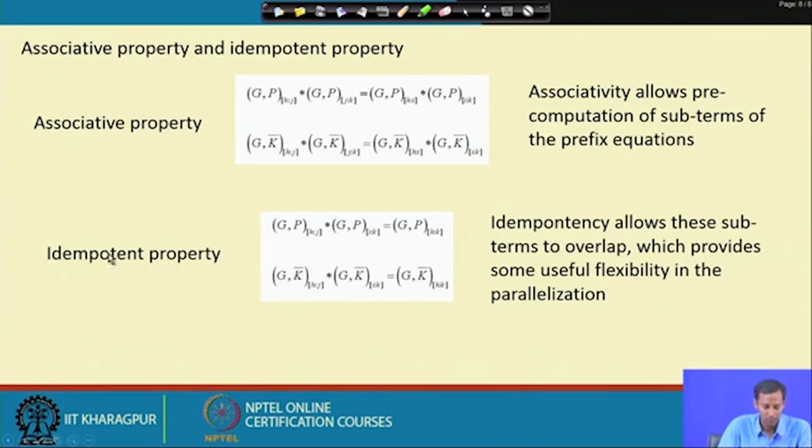Okay. Then for idempotent, this property, I can write this as the same, where for method 1 it will consider P, for method 2 it will consider K, but the equation is only different. Okay. So, these two properties are related to parallel prefix adder computation.